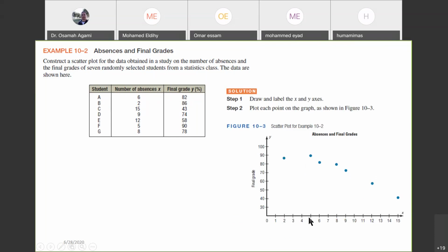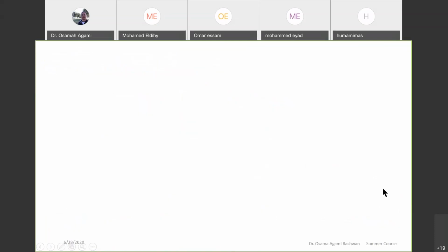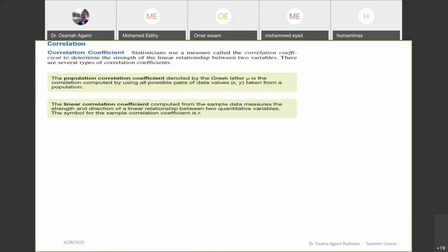This is what it means. So the relation here is not positive. They are not increasing together, right? If the absence is increasing, the grade is decreasing. So it is a negative relation, or inverse relation, they call it.